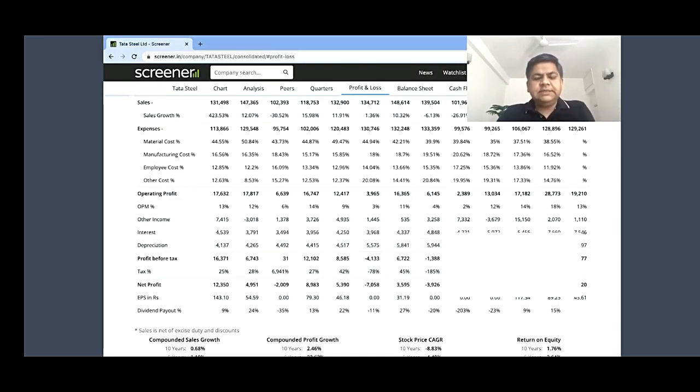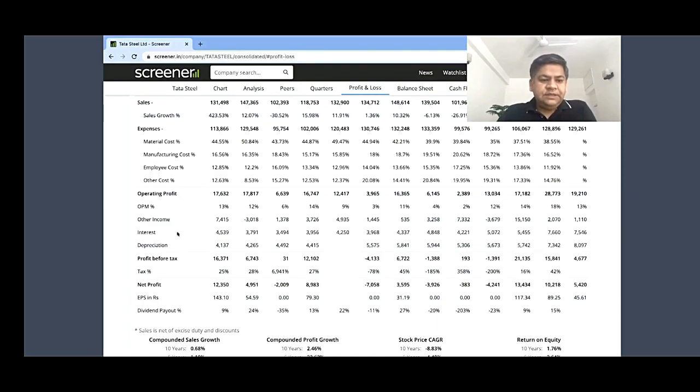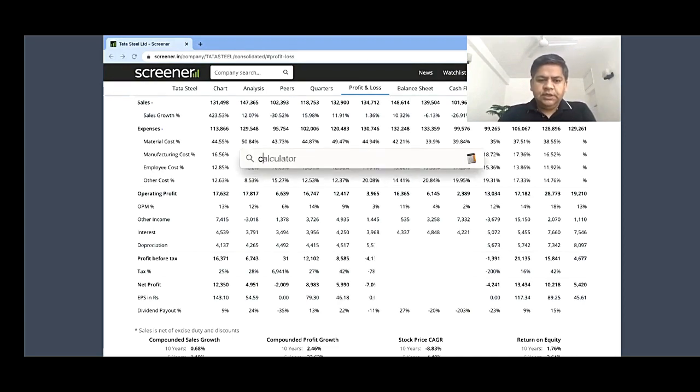So in some cases, in certain industries, these other incomes could be very, very high. Now here you have interest and depreciation. So the interest they had to pay and the depreciation on the asset which has happened, they will subtract these two. However, they are going to add the other income into the operating profit. So when you calculate, you have to add these two and then subtract these two, and then you will get profit before tax. Let me show you by example as well.